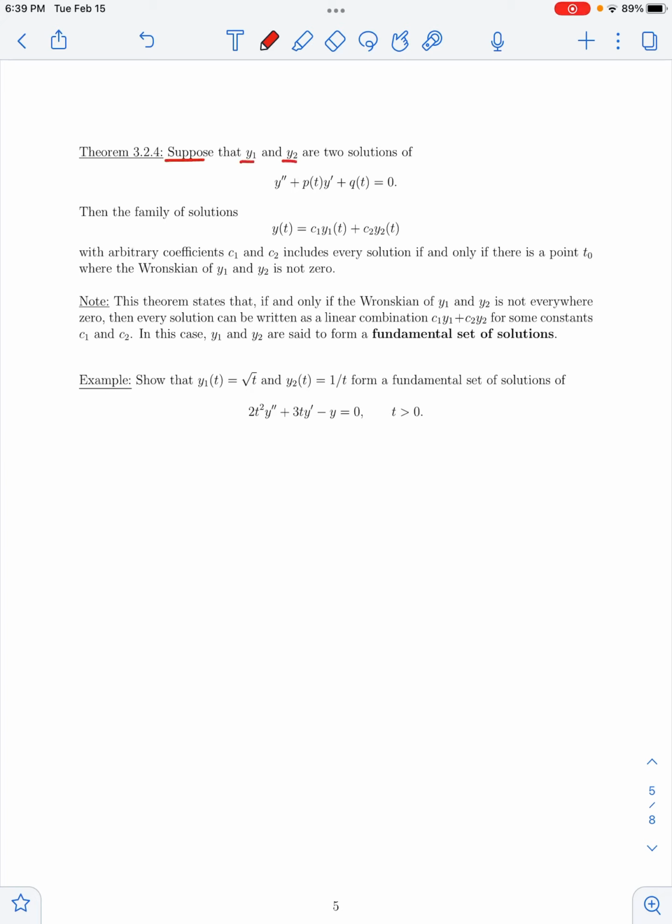If we suppose that y1 and y2 are two solutions of a second-order linear homogeneous equation, y double prime plus p of t y prime plus q of t times y, I should have a y there, equals 0, then the family of solutions defined by y of t equals c1 times y1 plus c2 times y2 with arbitrary coefficients c1 and c2 includes every solution of that differential equation if and only if there is some point t naught where the Wronskian of those two solutions is non-zero.